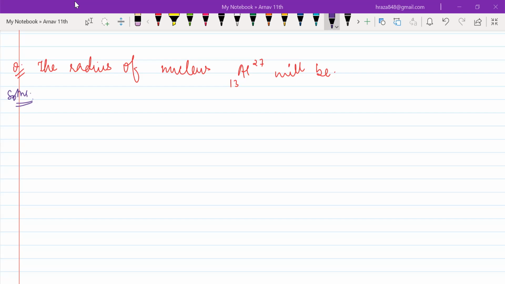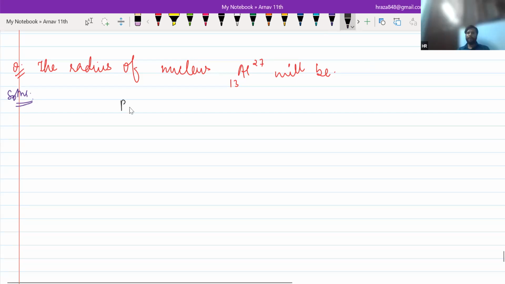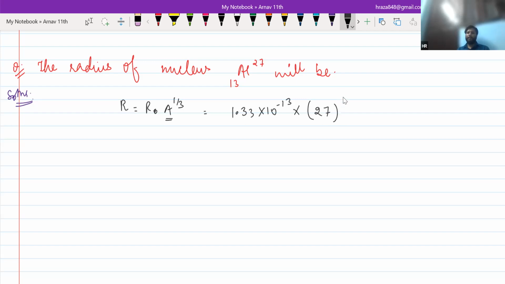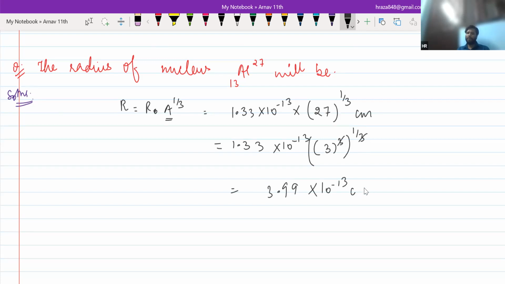3.99 into 10 raised to the power 13. Now, we had a formula that R is equal to R naught A raised to the power 1 by 3. A is the mass number. R naught has a value 1.33 into 10 raised to the power minus 13 into 27 raised to the power 1 by 3. We can easily calculate this. This is simple maths. This is basically in centimeter. We can write 27 as 3 raised to the power 3, and we already had the power 1 by 3. So 3 3 is a 9, 3 3 is a 9. So the answer is 3.99 into 10 raised to the power minus 13 centimeter, the radius of the nucleus of aluminum.